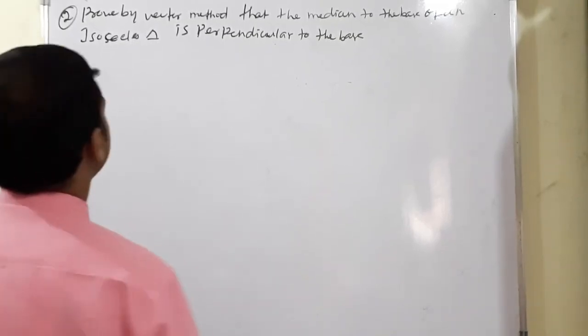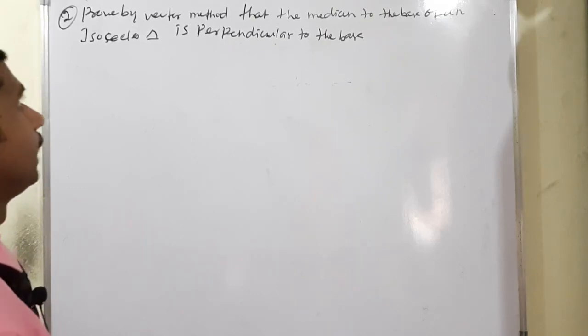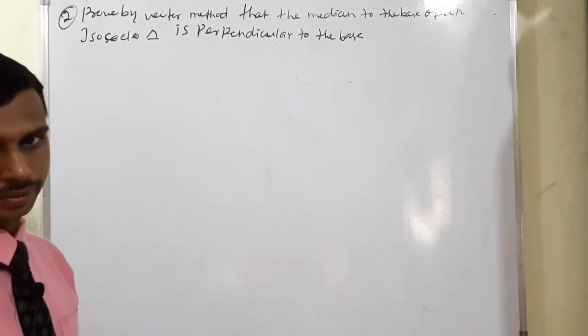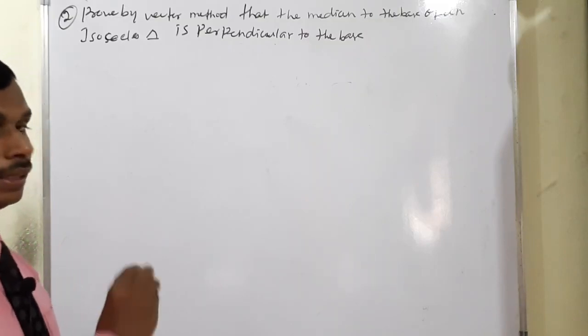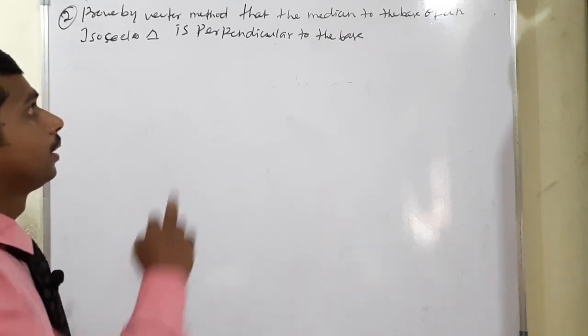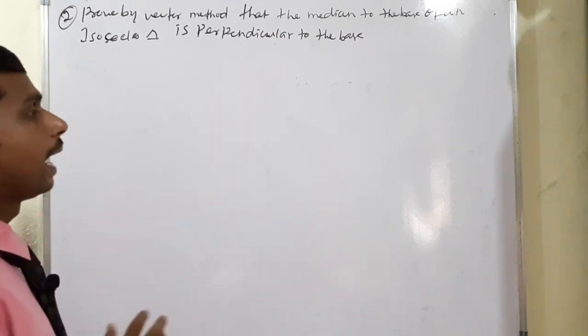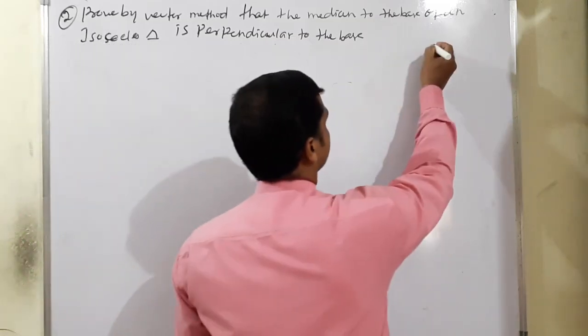Question number 2. Prove by vector method that the median to the base of an isosceles triangle is perpendicular to the base. In the first question, we proved the line from the center of the circle is perpendicular to the chord. But here it is given the median to the base of an isosceles triangle. Isosceles means two sides are equal, isn't it? So consider one triangle.